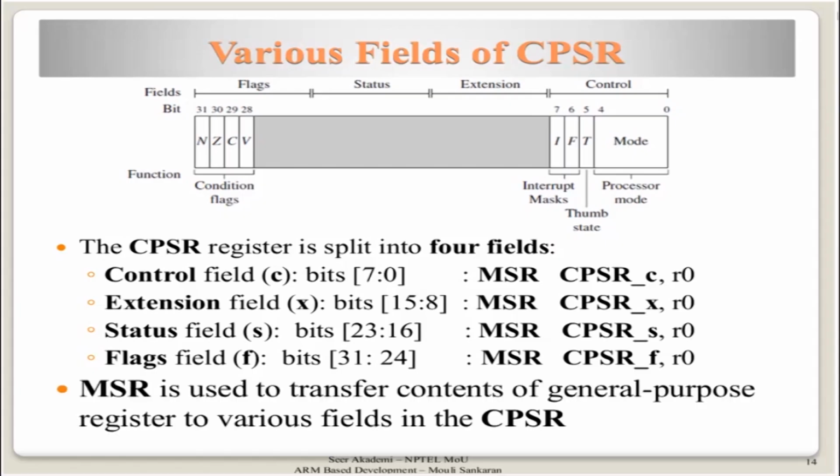So MSR is used to transfer contents of a general purpose register to various fields in the CPSR, which is the same statement I am telling. But you can access these individual fields using these strings, which are understood by the assembler. Please remember, it could be a small or a capital letter, no problem, but it should be followed by an underscore and a letter, one of these.